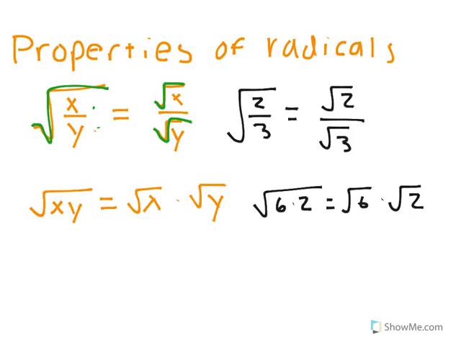Here's an example with actual numbers. If I had the square root of 2 over 3, I could rewrite that as the square root of 2 divided by the square root of 3. And the same goes for multiplication. If I have two numbers multiplied by each other under a square root, I could rewrite it as each individual number under a square root, multiplied. So the square root of 6 times 2 is equal to the square root of 6 times the square root of 2. These are just properties that might be useful to know.